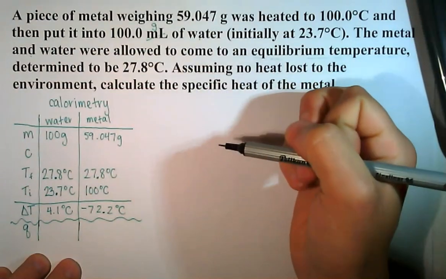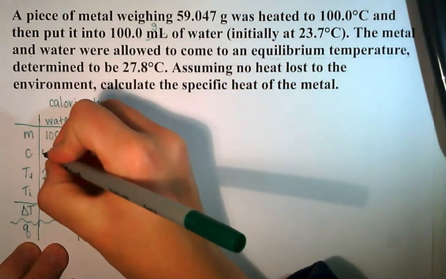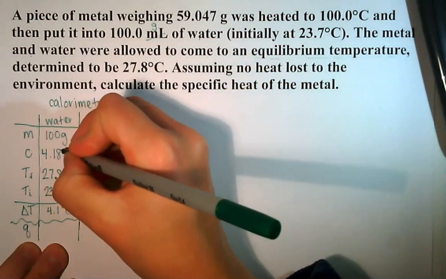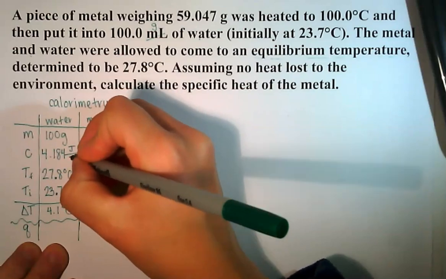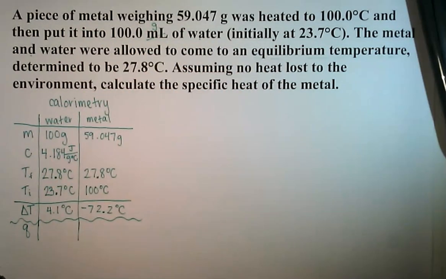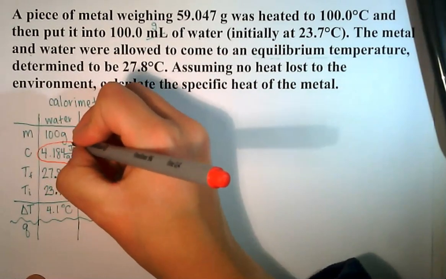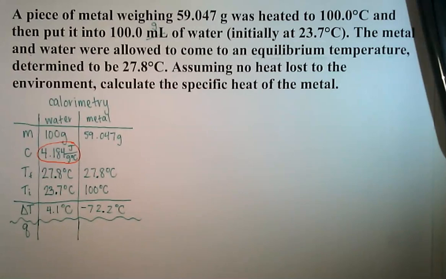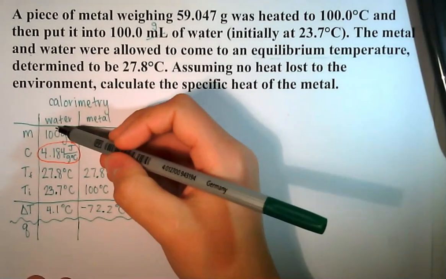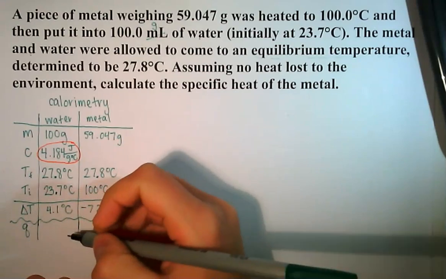I don't have them given in the problem, but I do know one of them because I know water has a specific heat of 4.184 joules per gram degrees Celsius. You have to remember to plug in that piece of information here. You always know the specific heat of water, so don't forget to use it when you have a problem like this. Now I have everything I need to calculate the amount of heat that was absorbed by the water.